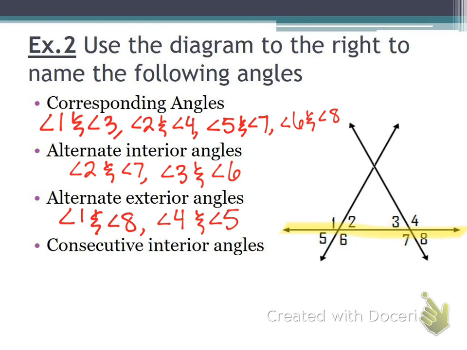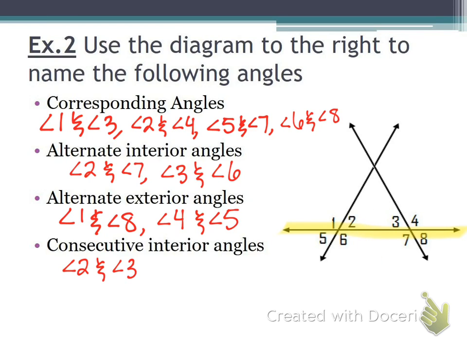Bell ringing. Kara, I haven't heard from you yet. 2 and 3. I agree. Okay, so they are on the same side of that transversal. They're both above it, and they're in between the lines that were intersected.